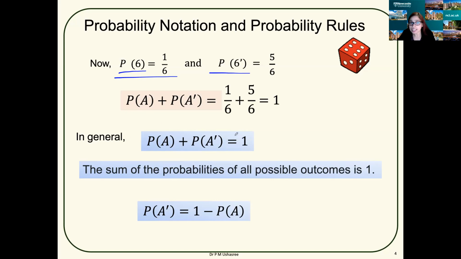You can rearrange this in this form, that is P of A prime is equal to 1 minus P of A. And this is called the complementary rule. It is called the complementary rule because P of A prime is the complement of P of A.